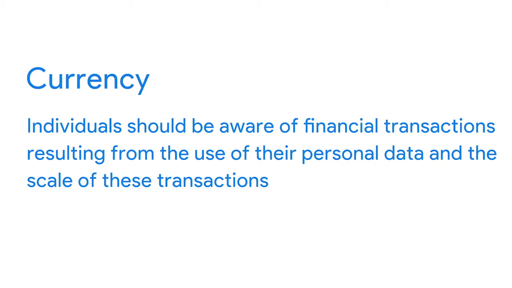Next, there's currency. Individuals should be aware of financial transactions resulting from the use of their personal data and the scale of these transactions. So if your data is helping to fund a company's efforts, you should know what those efforts are all about and be given the opportunity to opt out. The last two aspects of data ethics, privacy and openness, deserve their own spotlight on this data stage. Coming up, you'll see why.